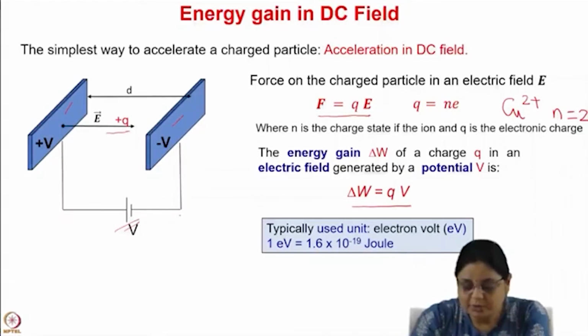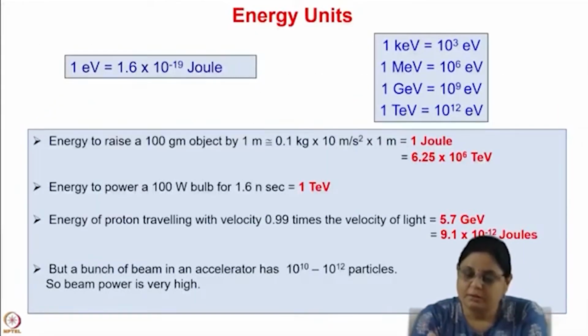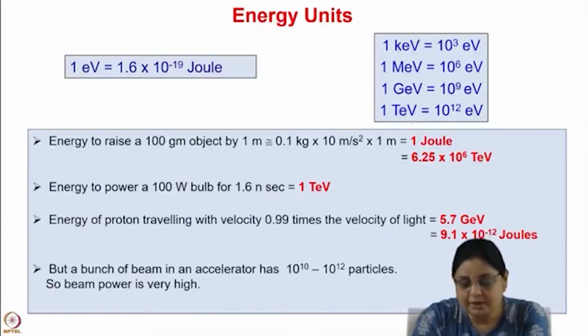Typically, the unit used here is electron volts, and the relation between electron volts and joule is 1 electron volt is 1.6 into 10 to the power of minus 19 joule. If you want to talk in terms of higher energies, 1000 electron volt is kilo electron volt, and then you have million electron volt, giga electron volt, and tera electron volt. The highest energy to which particles have been accelerated so far is 7 TeV. The Large Hadron Collider at CERN accelerates charged particles to 7 TeV. That's the maximum energy to which charged particles have been accelerated.